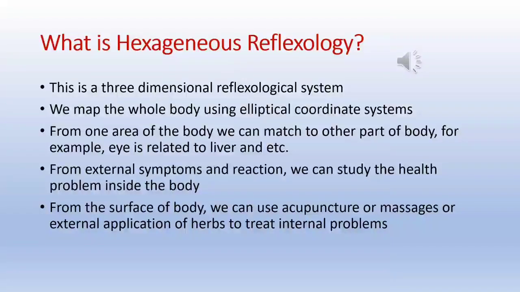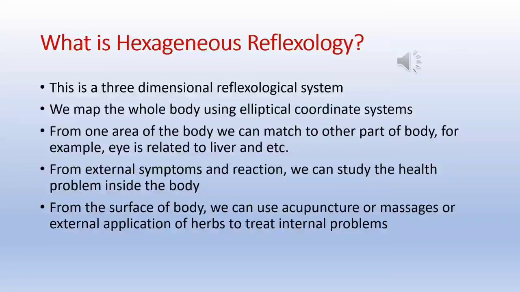Hexa means six, no? Hexageneous reflexology means it is a six-section reflexology. This is a three-dimensional reflexological system. Now we map the whole body using this elliptical coordinate system. I'm going to show it in a future slide. From one area of the body, we can match to another part of the body. For example, the eye is related to the liver, etc.